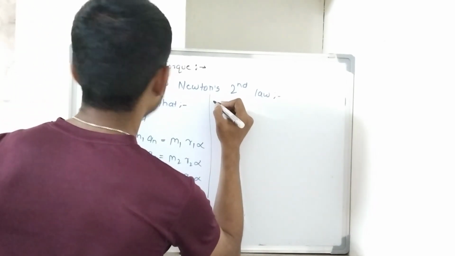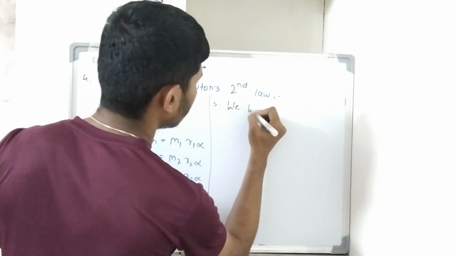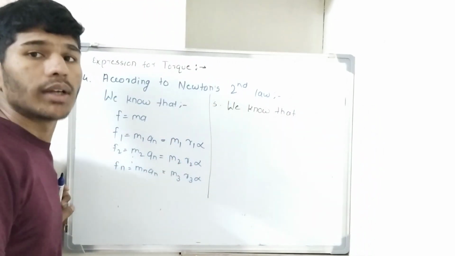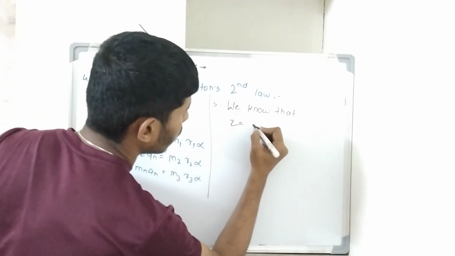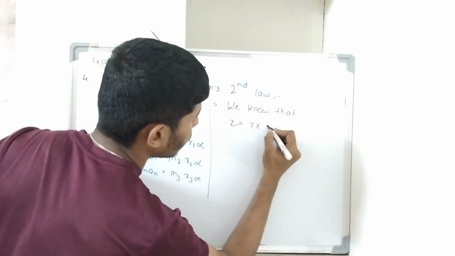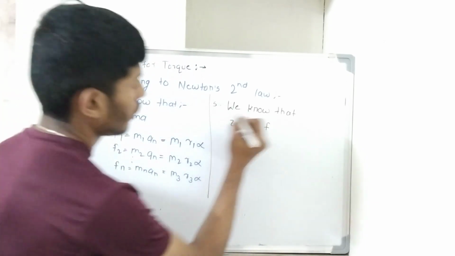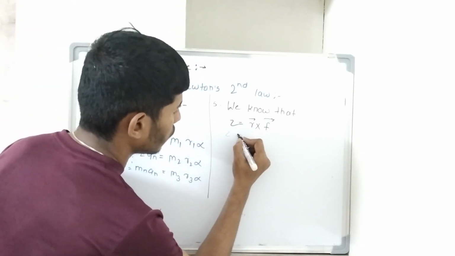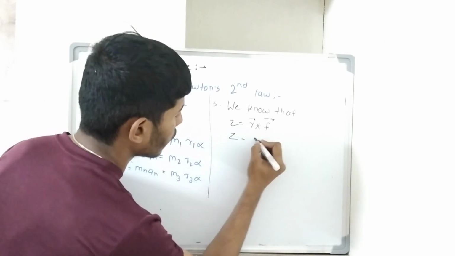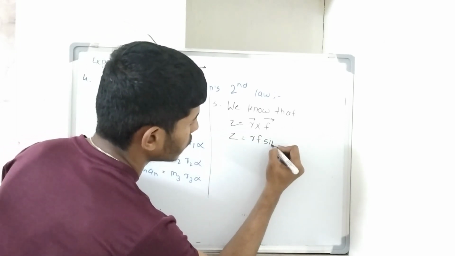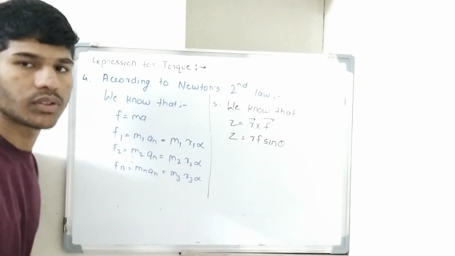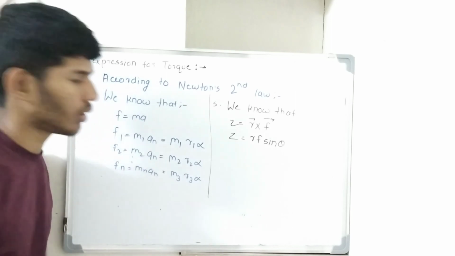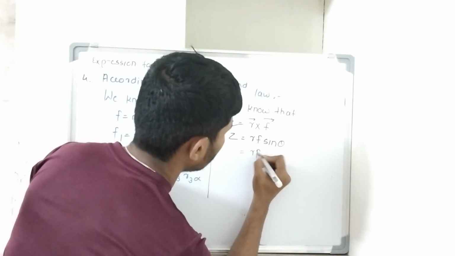Now to calculate the torque, the formula will be r bar cross F bar, right? So the magnitude will be r F sin theta. The same thing we will do as we had done in the previous one. As theta is very small, we have to neglect sin theta. So what will remain here is r F only.